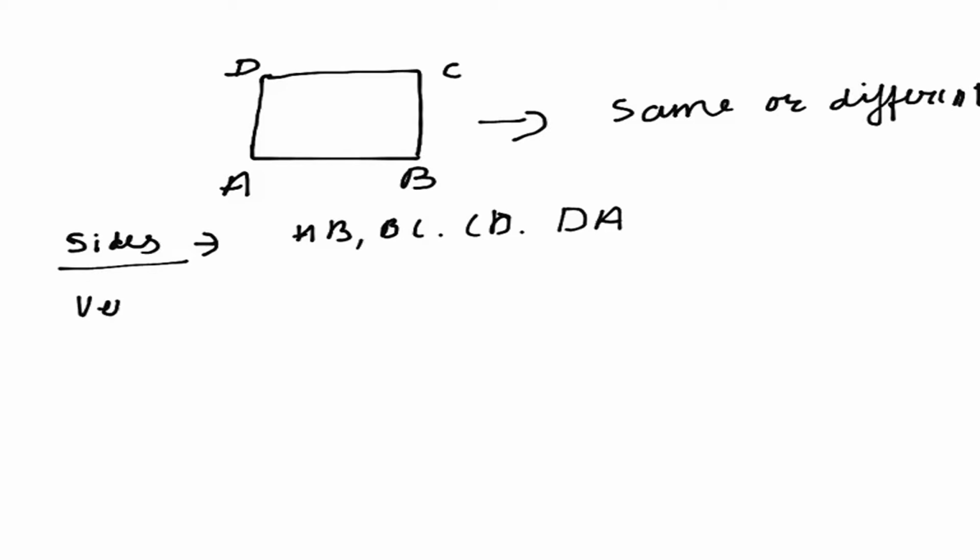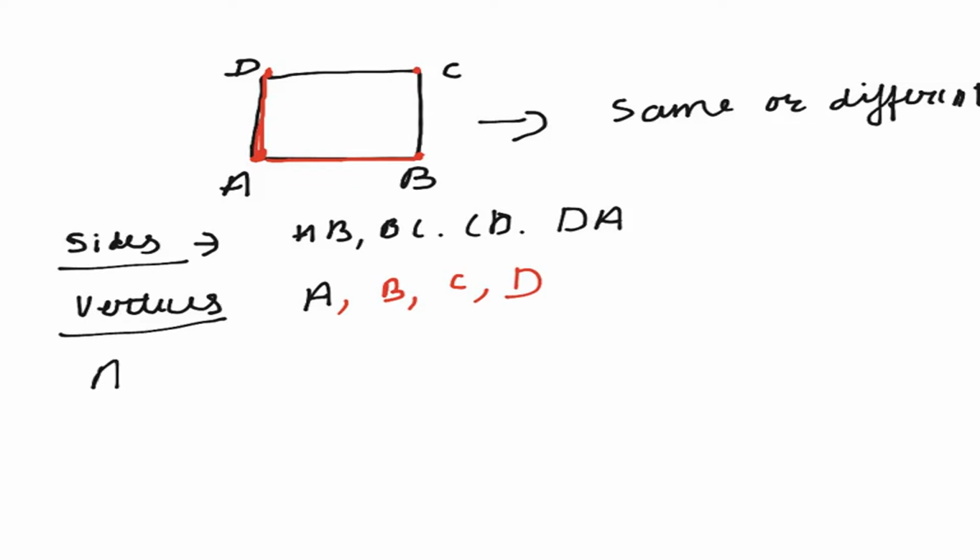Next we have vertices. By vertices we mean where two line segments meet, like point A. Here this is a point A, where line segment AB and line segment DA meet. This point is known as a vertex. So similarly here we have four vertices, B, C and D are also the vertices of this quadrilateral. So in this we have four vertices, A, B, C and D. These are the vertices of the quadrilateral.